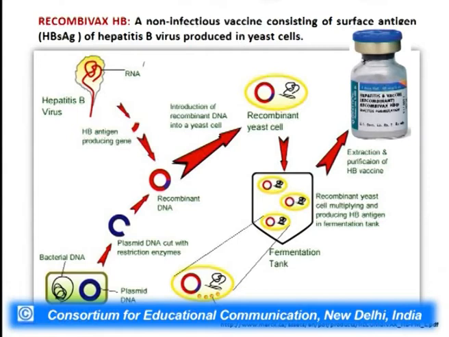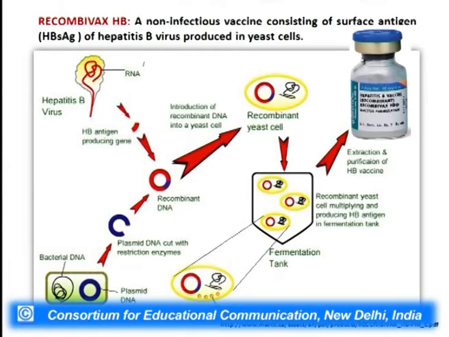Now, how exactly is this Recombivax HB vaccine made? Let us understand. It is a non-infectious vaccine which consists of a surface antigen, HBs antigen of hepatitis B virus, produced in yeast cells. If you see on the left hand corner, you have the hepatitis B virus, which has genetic material. The gene producing the HB antigen, a part of the hepatitis B virus genetic material, is taken. On the other hand, at the lowermost left corner, you will see there is a bacterium, with its genomic DNA, but there is also plasmid DNA.